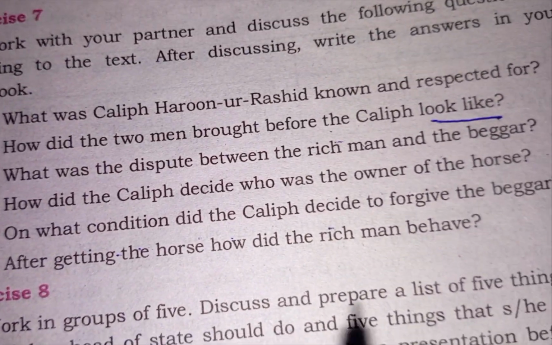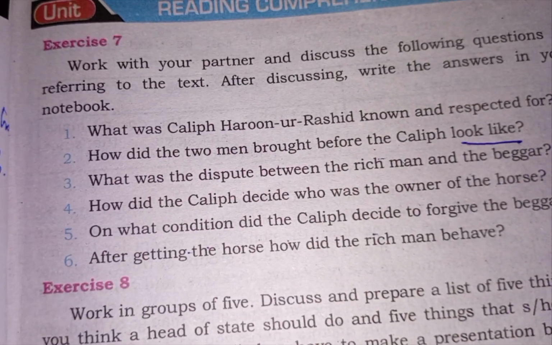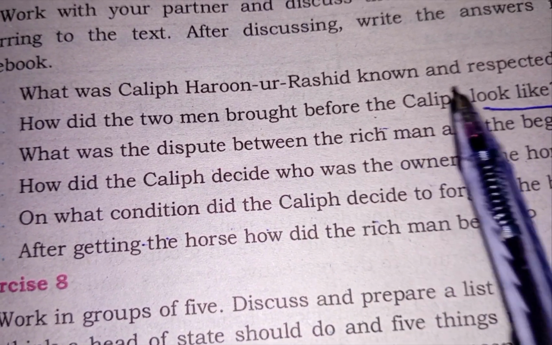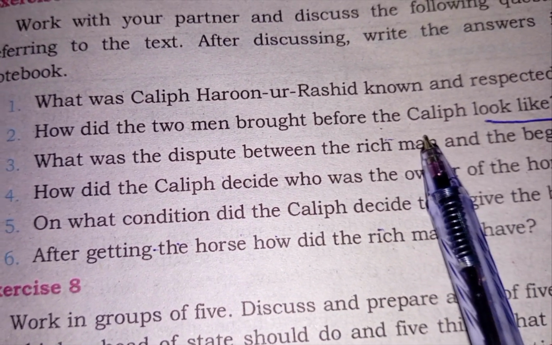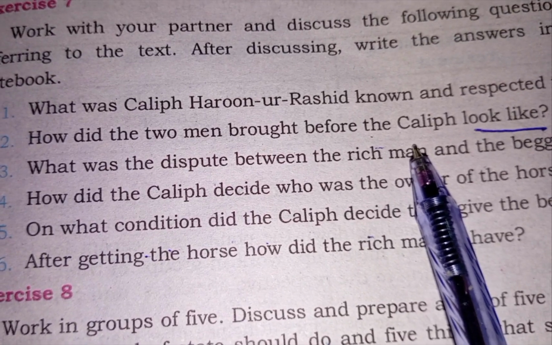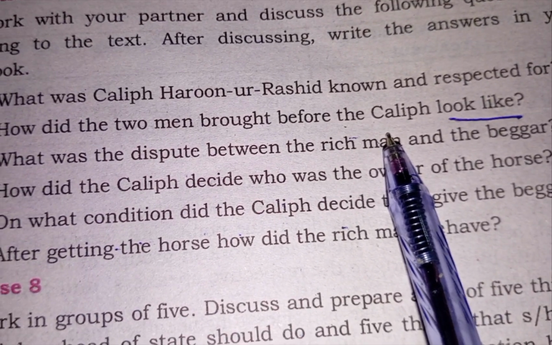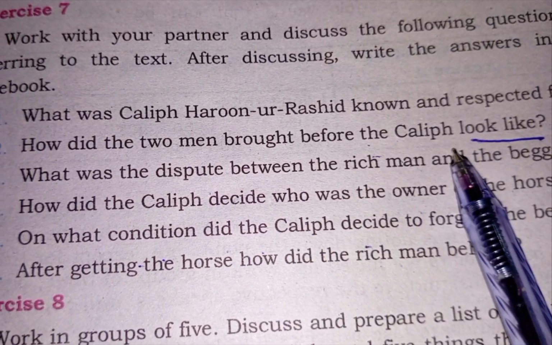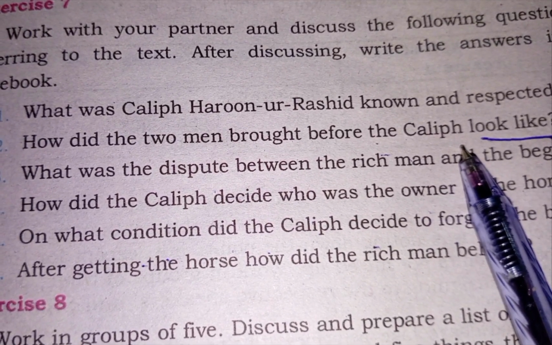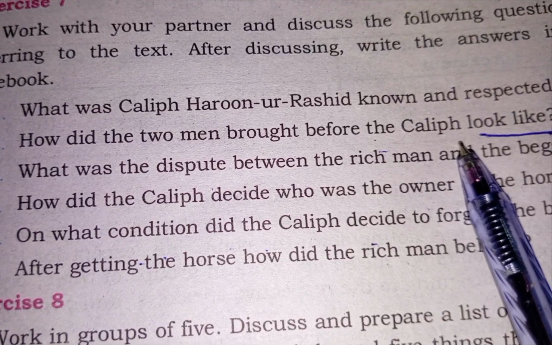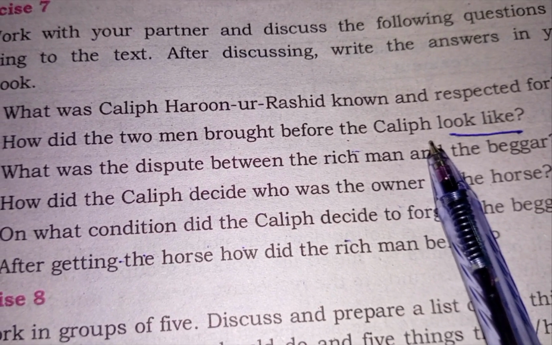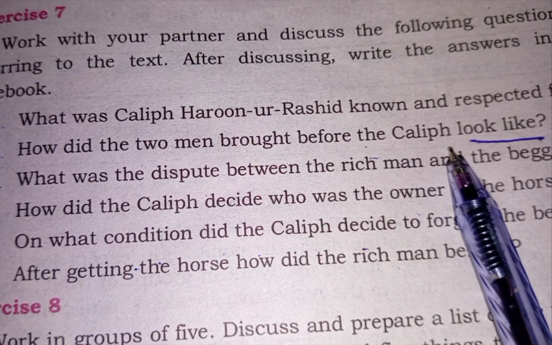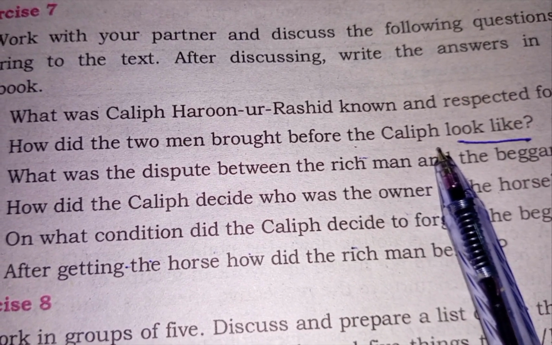How did the two men brought before the Caliph look like? Here the appearance of the rich man and the beggar is asked, how they looked. As you know, the rich man looked well-to-do and a respectable citizen, while the beggar was in torn cloth and rags and seemed to be poor.